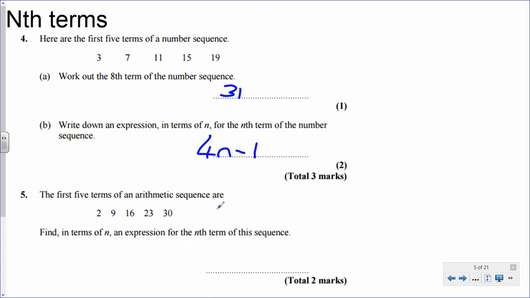First 5 terms of an arithmetic sequence are this: find, in terms of n, an expression for the nth term of the sequence. Well, it's going up in 7, so again, it's going to start out as 7n. If it was 7n alone, the first term would be a 7. It's not, it's a 2, so I'm going to take away 5. So it's 7n minus 5.